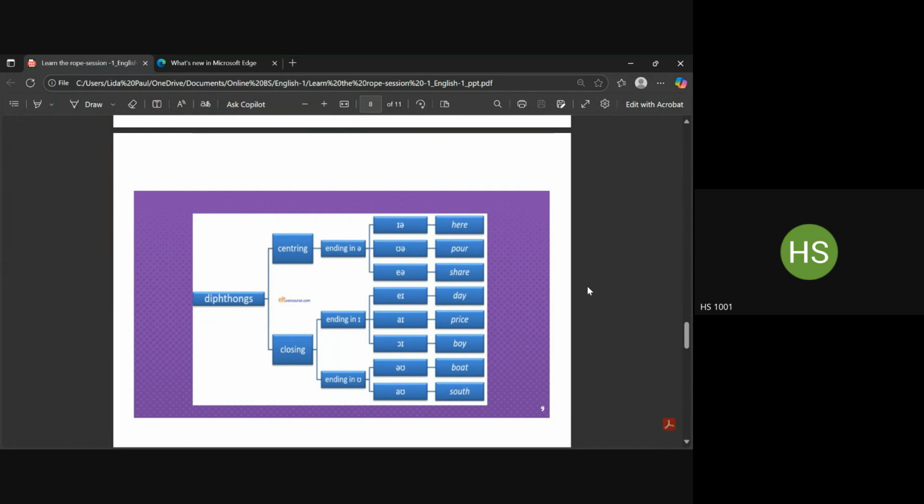The first sound you have here is ear, right? It's an articulation that starts with the e sound and ends with the unstressed sound, ear. You can hear this in words like here, H-E-R-E. The examples are given along with them. Please take a look at them. Ear, that's the first diphthong sound.